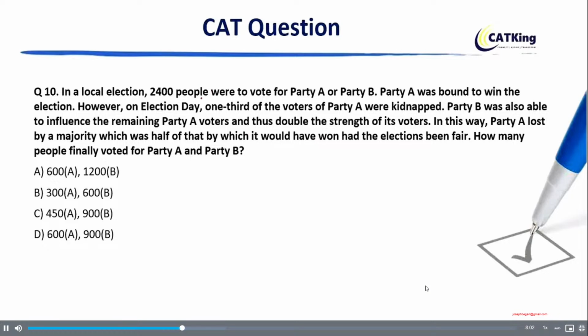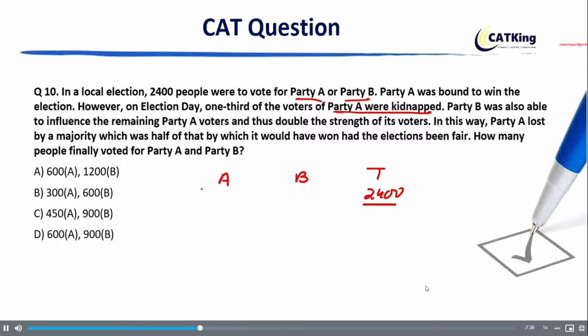In a local election, people were to vote for party A or party B. Fine. So what was the total number of voters? Two parties, A and B. Total number of voters were 2400. It is given. Fine. Party A was bound to win the election. However, on election day, 1/3 of the voters of party A were kidnapped. So party A was bound to win, but somehow 1/3 of the voters were kidnapped.